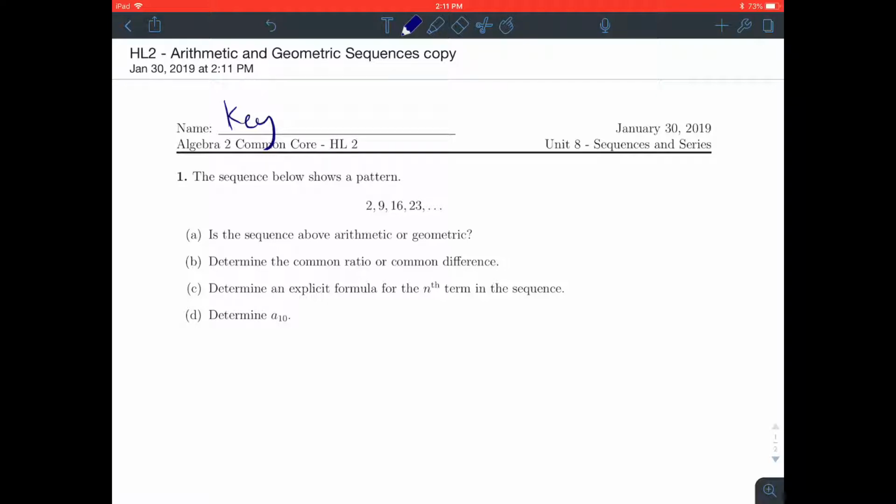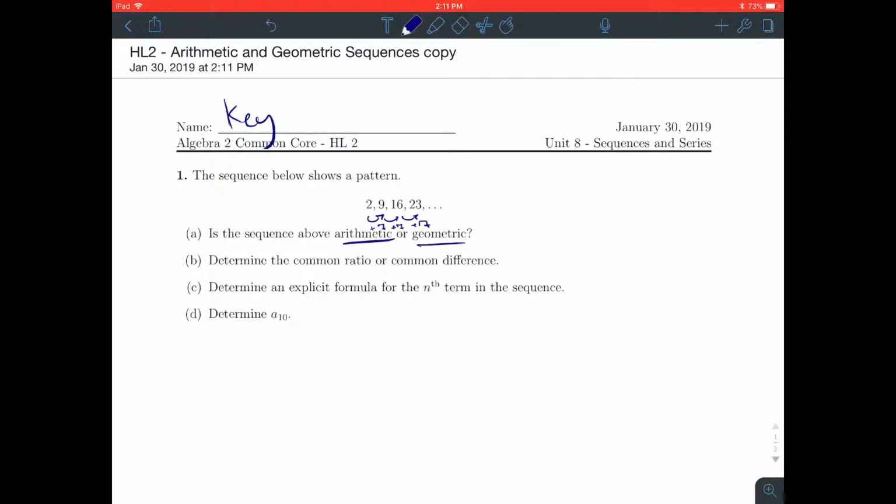So the sequence below shows a pattern. Is the sequence above arithmetic or geometric? In order to figure out if it's arithmetic or geometric, we have to find the pattern first. From 2 to 7, 9 to 16, 16 to 23, it looks like the pattern is plus 7. Because we're adding the same amount each time, this is an arithmetic sequence.